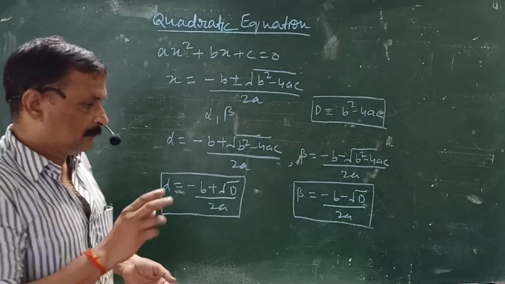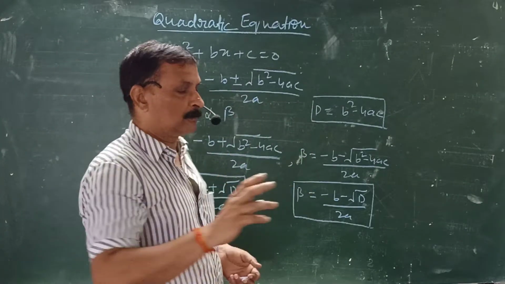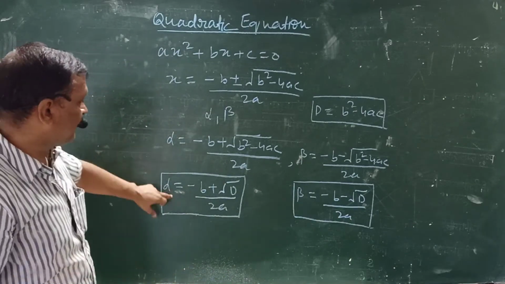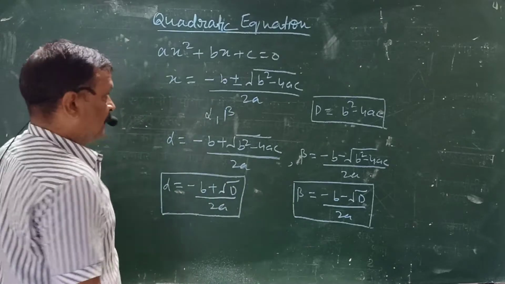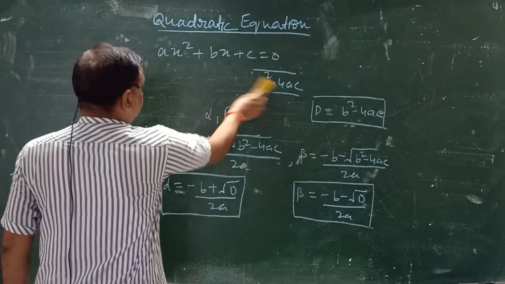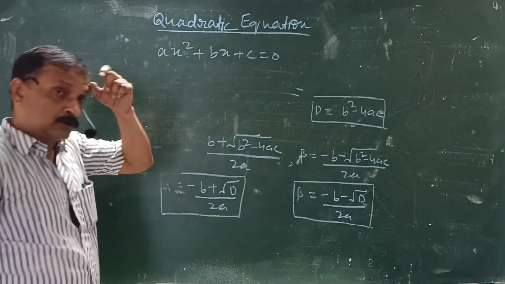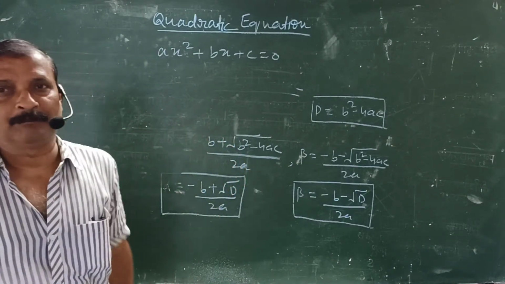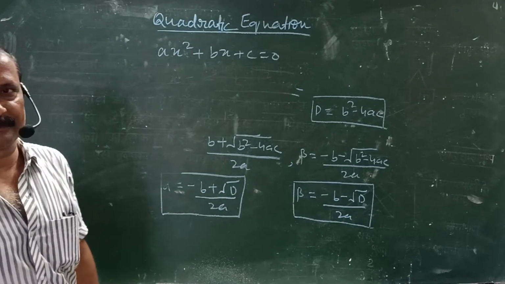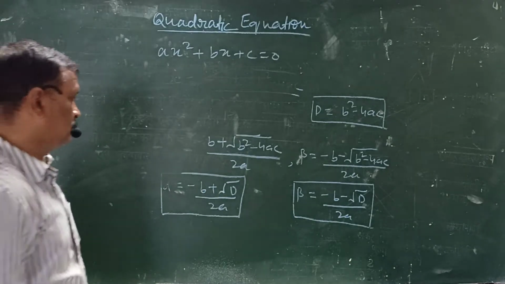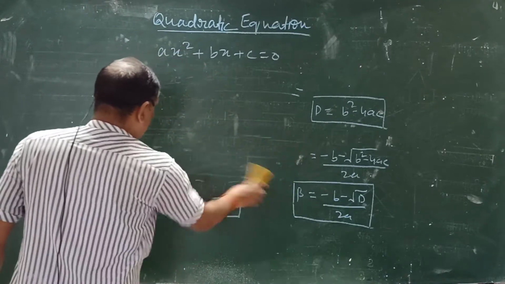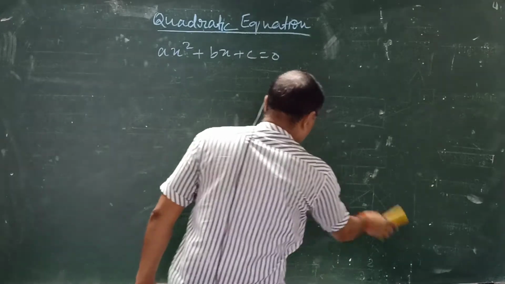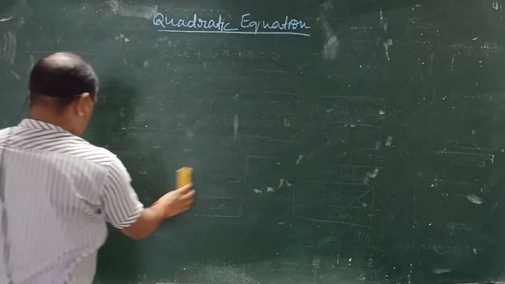So is it clear? The two roots of the quadratic equation, alpha and beta, and the values of alpha and beta are written on your blackboard. Now one question is also given: the nature of the roots. अब जब ये दो रूट्स हम निकाल लेते हैं तो इनका नेचर क्या होता है? What is the nature of the quadratic equation? Nature of the roots. Now we discuss the nature of the roots of the quadratic equation.